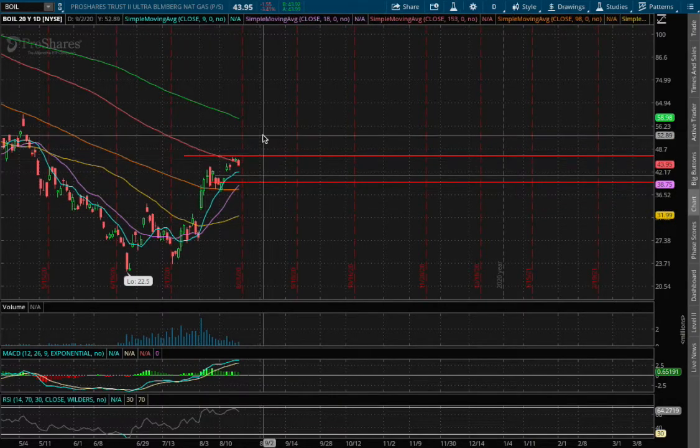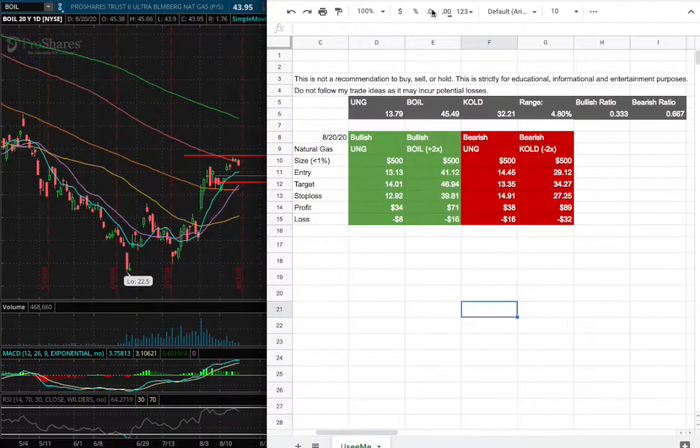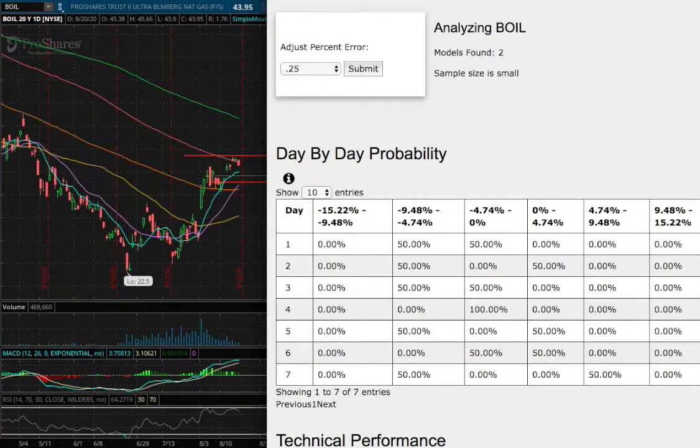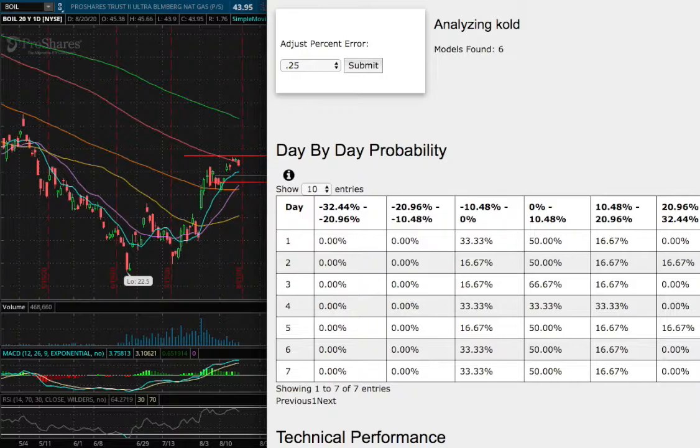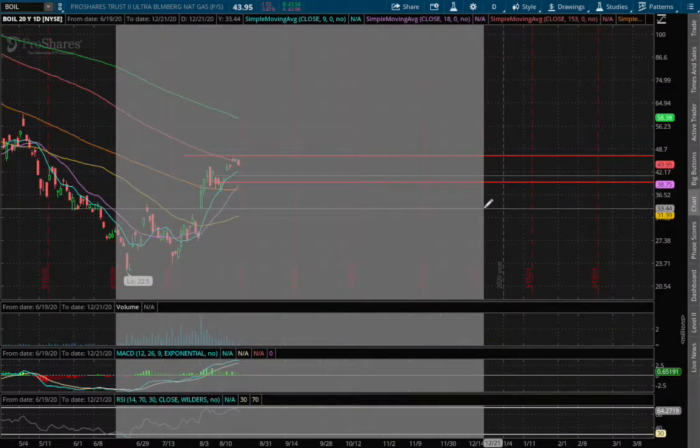Hello viewers, we'll be going over BOIL and KOLD. In this video, we'll be going over my trade idea of the week, and we'll be going over the day-by-day probability model for BOIL and also for KOLD. So let's start off with the technical analysis for BOIL.